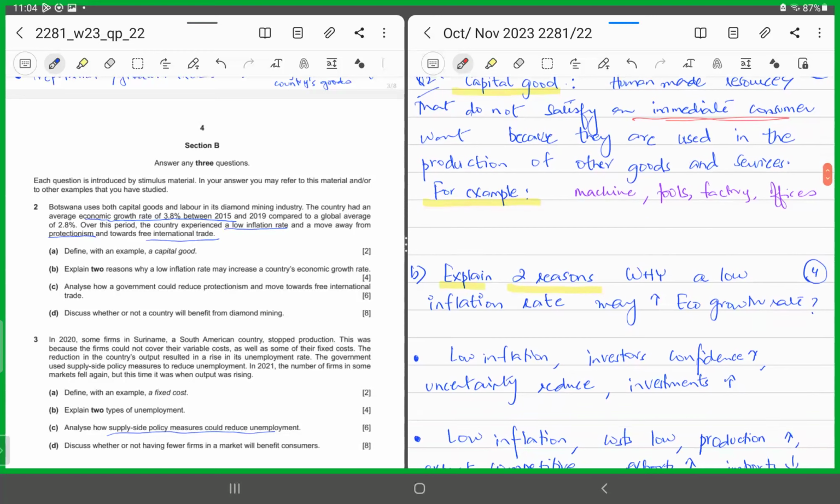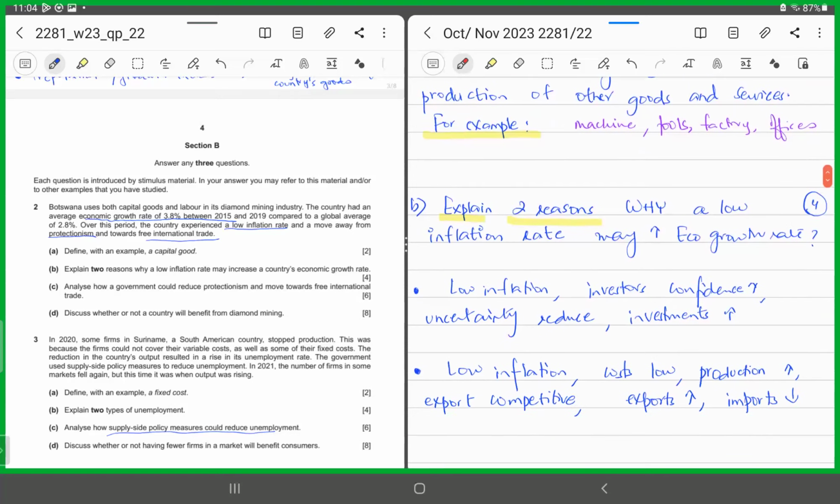Part B says, explain 2 reasons why a low inflation rate may increase a country's economic growth rate. Now, 4 marks. How is marking distributed in this part? You've mentioned the first reason, build upon that, 2 marks. Mention the second reason, give an explanation for that, a further 2 marks. This is how 4 marks are awarded to you, right? If you just stated the points and have not built upon them, only 2 marks will be awarded. All right. So you need to explain your answer.